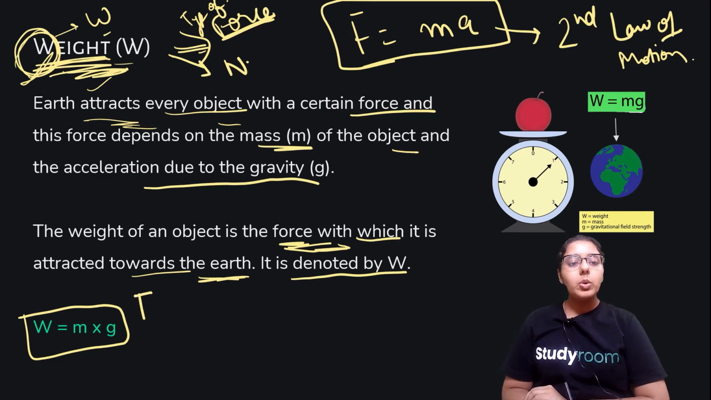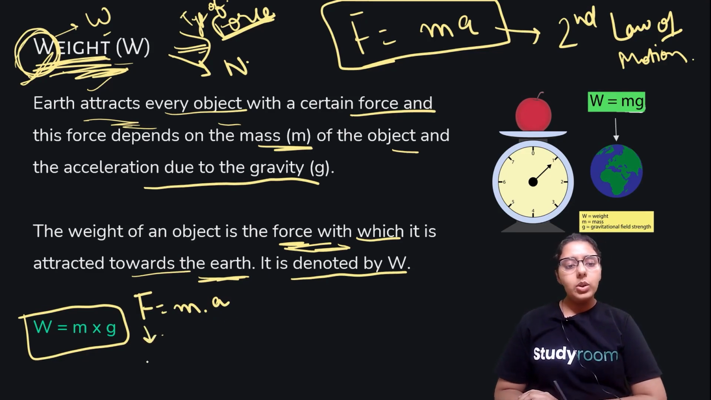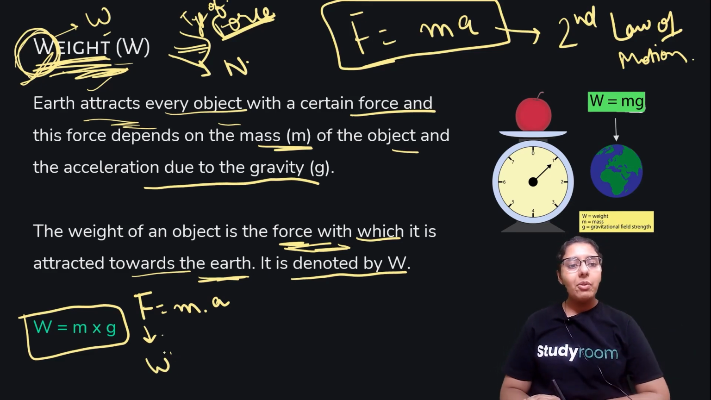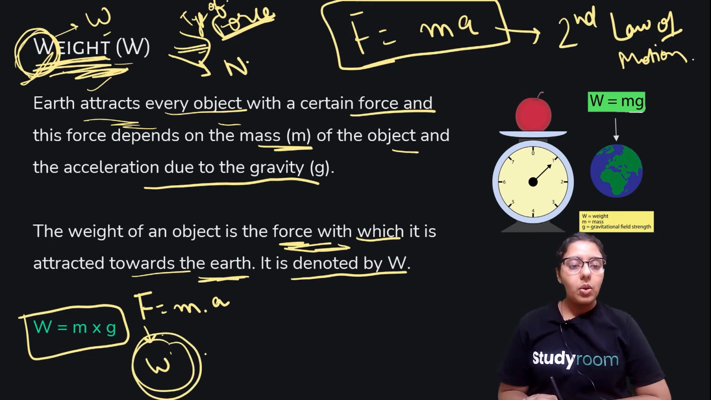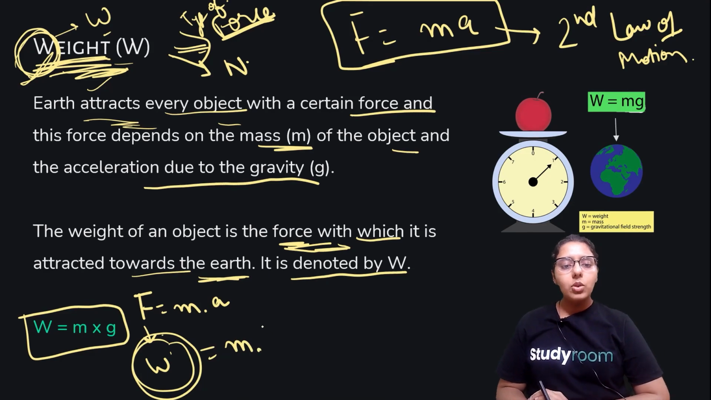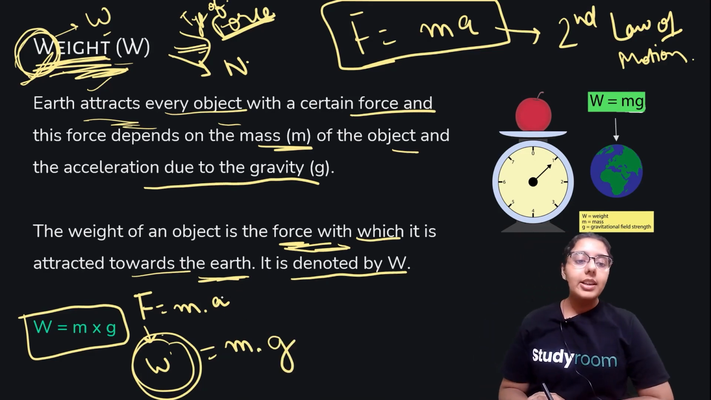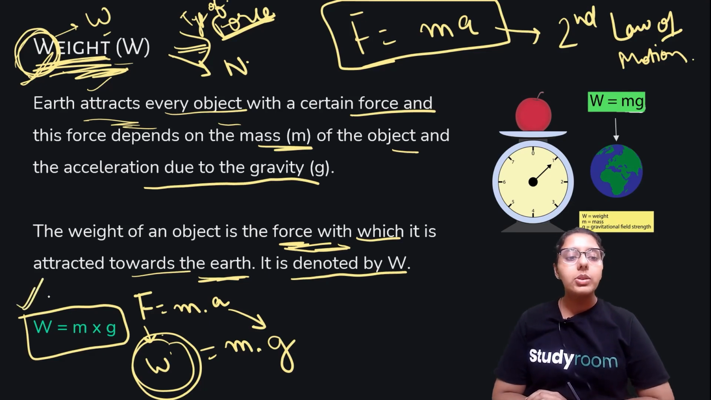We know that from Newton's second law, force is equal to m into a. So when your force is equal to your weight, what is weight? Weight is a kind of force with which an object is attracted towards the earth. So when we are talking about this force, that is your weight, it is equal to mass into acceleration, and here the acceleration is g, because we are talking about how the object is attracted towards the earth. So your a is equal to acceleration due to gravity, that is g. So this is how we get W is equal to mg.